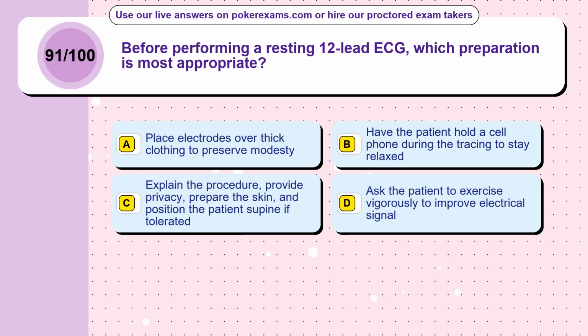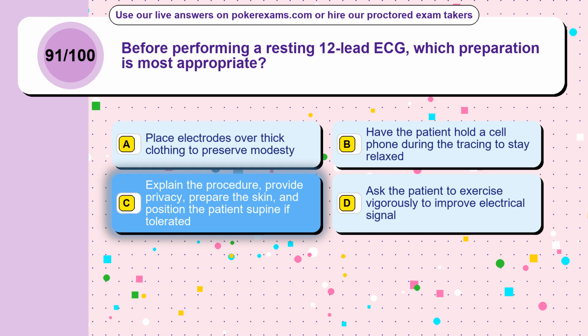Question 91. Before performing a resting 12-lead ECG, which preparation is most appropriate? Option A. Place electrodes over thick clothing to preserve modesty. Option B. Have the patient hold a cell phone during the tracing to stay relaxed. Option C. Explain the procedure, provide privacy, prepare the skin, and position the patient supine if tolerated. Option D. Ask the patient to exercise vigorously to improve electrical signal. The correct answer is option C.